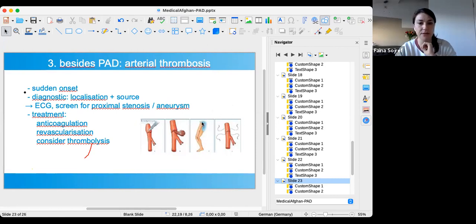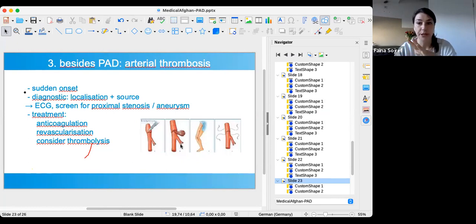So the clot suddenly blocks our bloodstream. The diagnosis and treatment for the acute situation are just the same as we just discussed, right? You need to go to anticoagulation, you need to do the revascularization, and you can also think about doing thrombolysis, so insert a wire and try to dissolve the clot, or, like in the picture here, get the surgeon to take the clot out in an operative procedure.